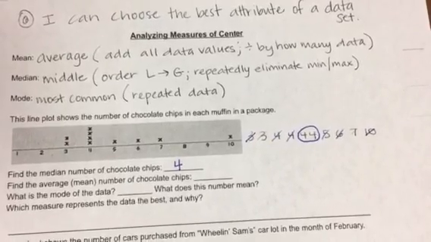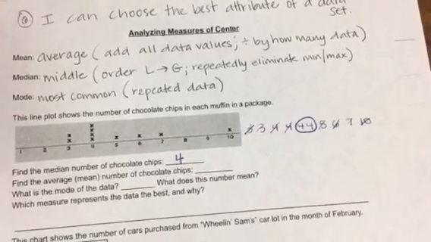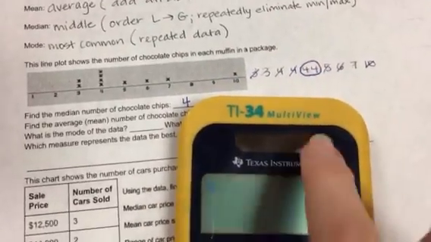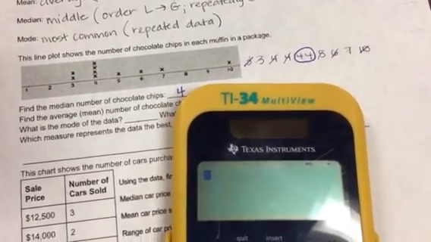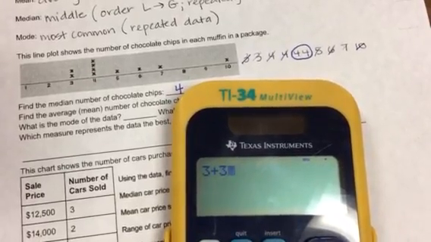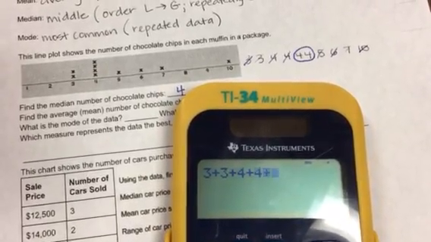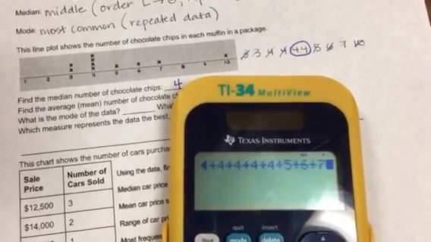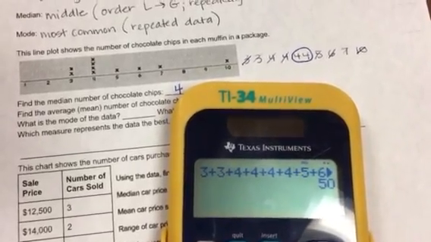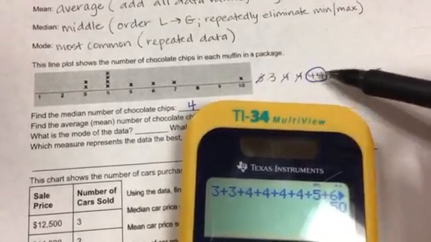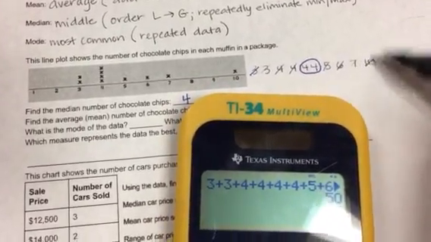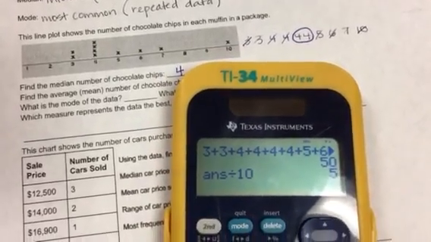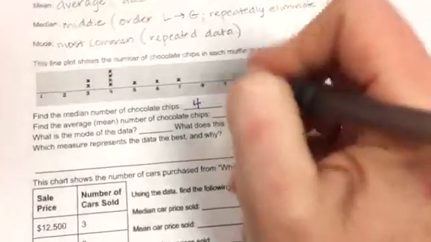Then it goes on to say find the average number of chocolate chips. Average is just another word for mean. So to do that, we're going to take all those numbers that we just did up there and we're going to add them up. So we're going to do 3 plus 3 plus 4 plus 4 plus 4 plus 4 plus 5 plus 6 plus 7 and 10. That was 1, 2, 3, 4, 5, 6, 7, 8, 9, 10 numbers. So the average number of chocolate chips in those muffins is 5.